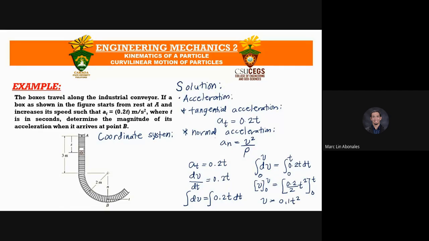So, we can use this for us to determine the velocity for the normal acceleration, this v squared. We can use this equation, v is equal to 0.1 t squared. The only problem is the time, so we need to determine the time itself.